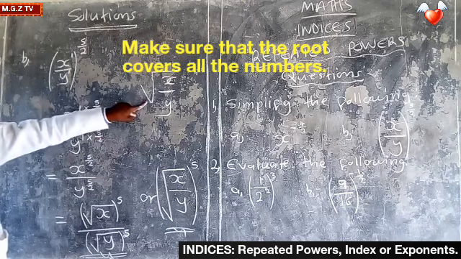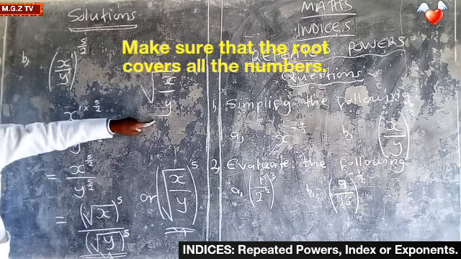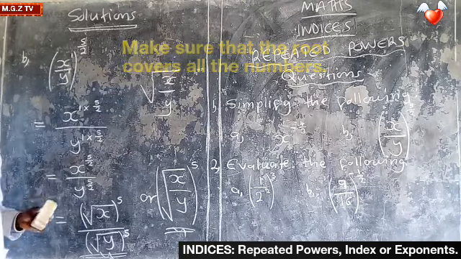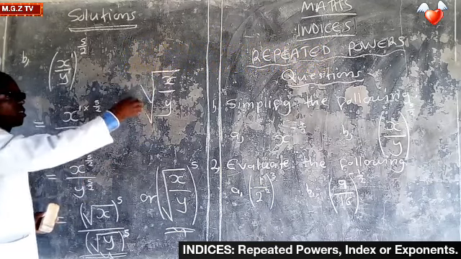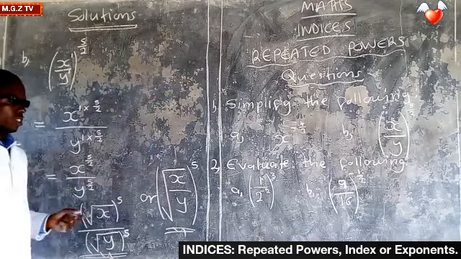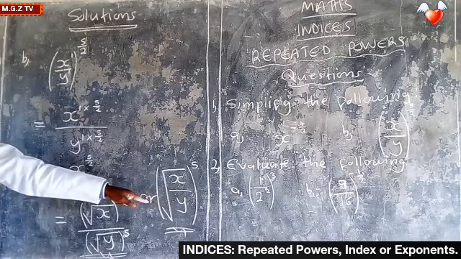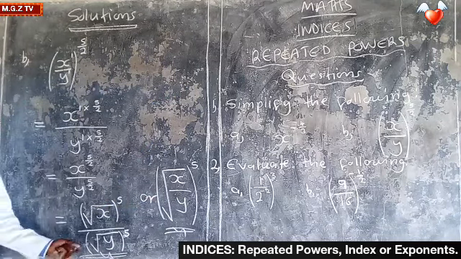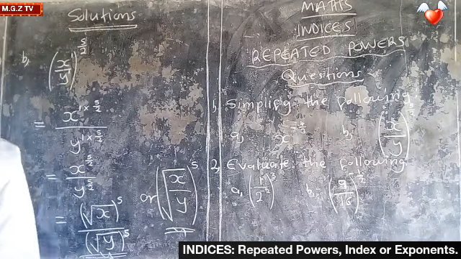Where the root doesn't even cover the wire. But everything must be covered, eh? So this is the one way of writing the final answer. And in that case, you are done.